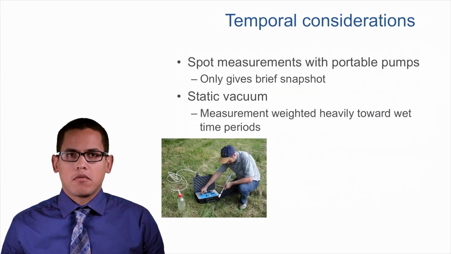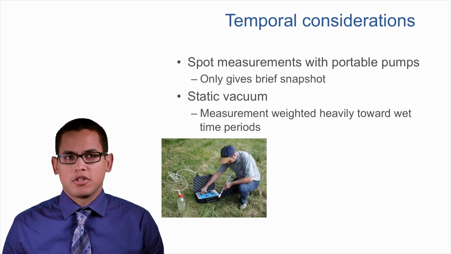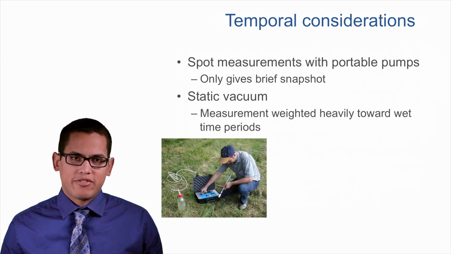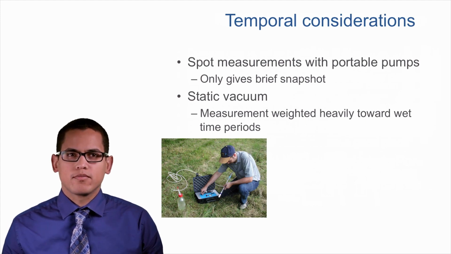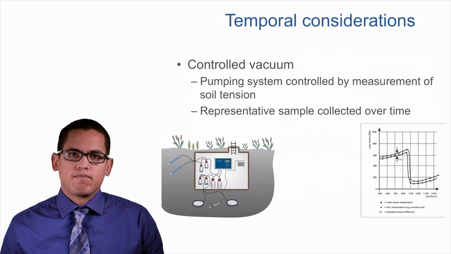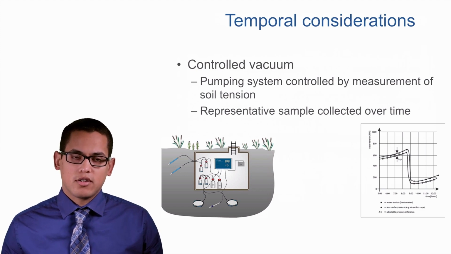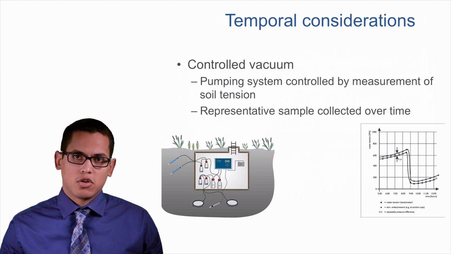So we'll go ahead and go into some temporal considerations. Spot measurements with the portable pump, so if you're doing the discontinuous sampling approach, only give you a brief snapshot. And then again, if you're only using a static vacuum, even with the continuous controlled extraction, the measurement is weighted heavily toward wet time periods. Using the controlled vacuum with the tensiometers, the pumping system is controlled by measurement of soil tension.